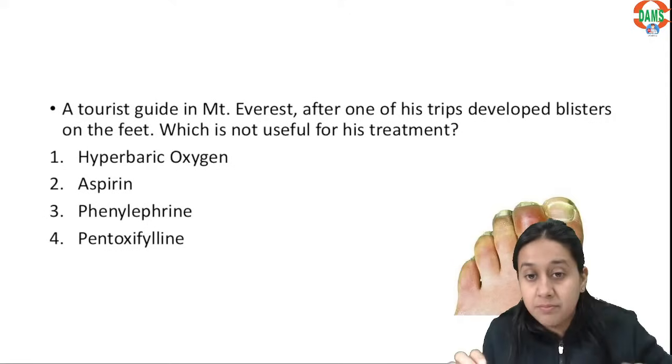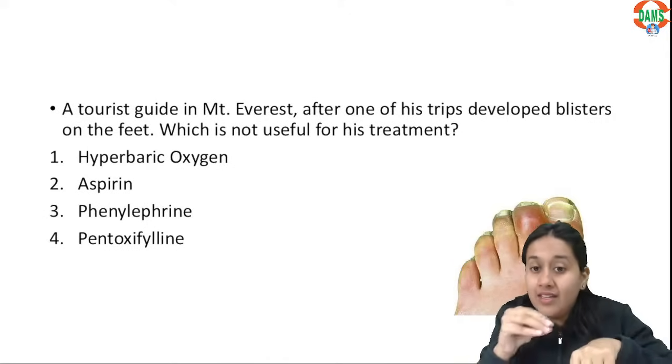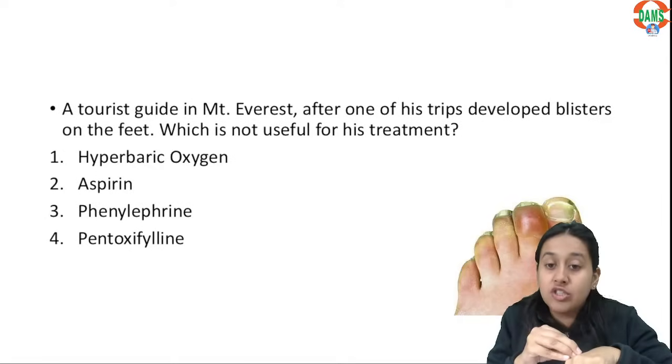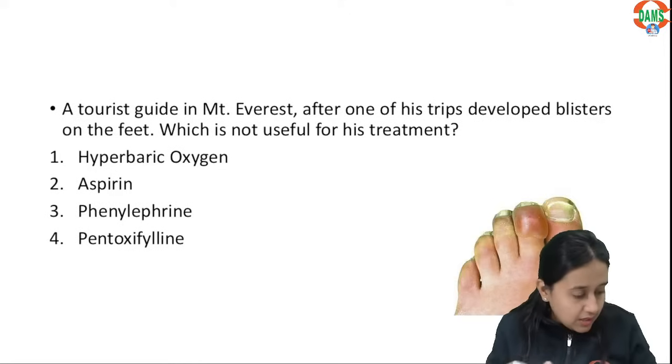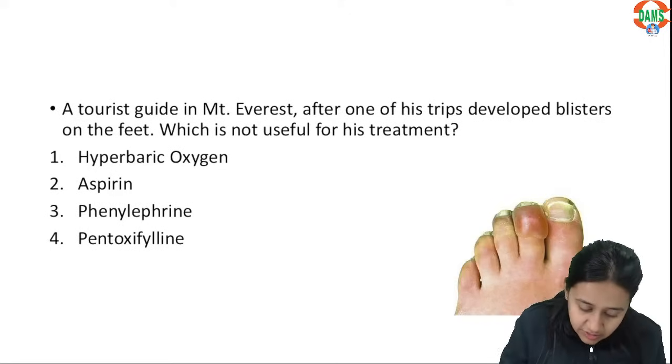Devansh, fixed drug eruption mein mucosa is the more common site. There will be pain, redness, which occurs first, followed by pigmentation. The answer to this question is option number 3.